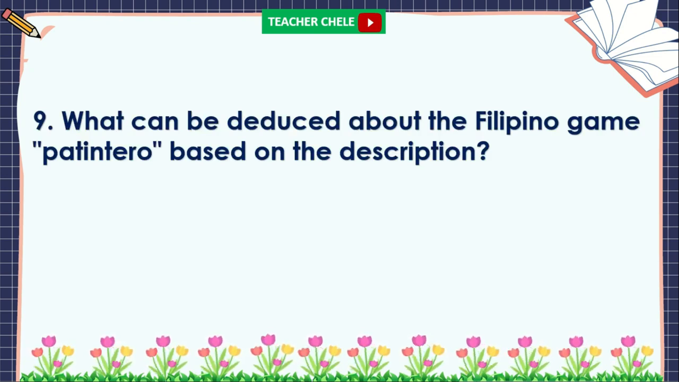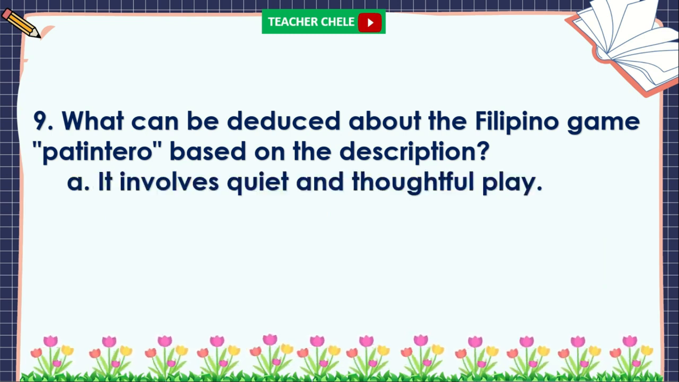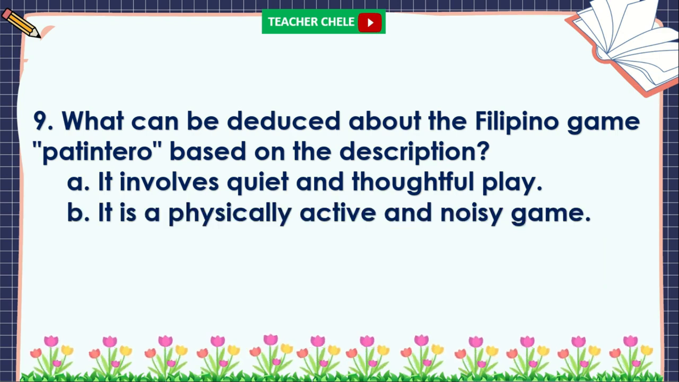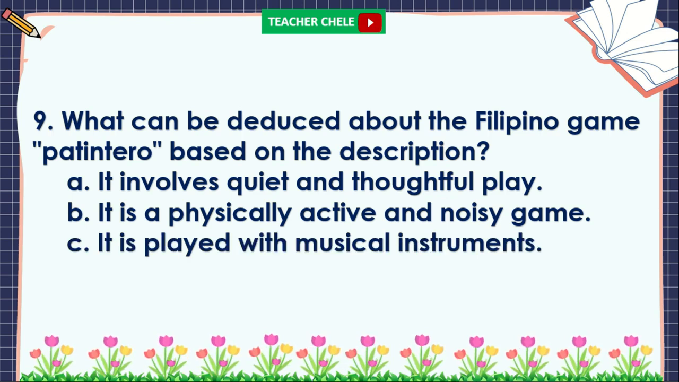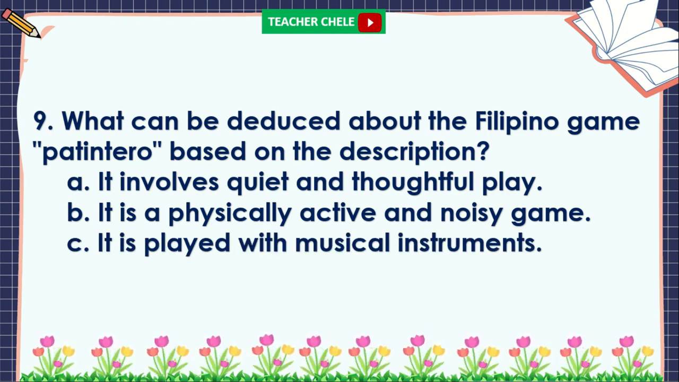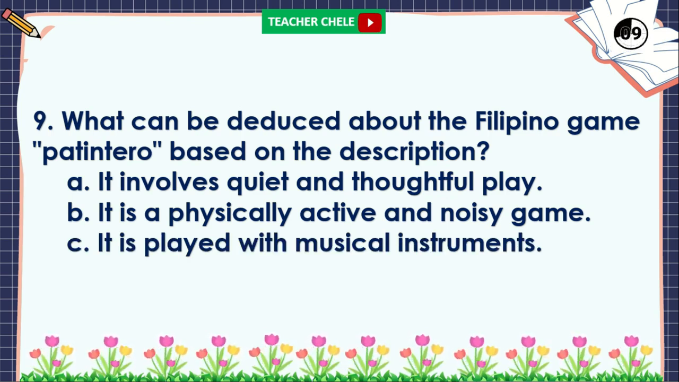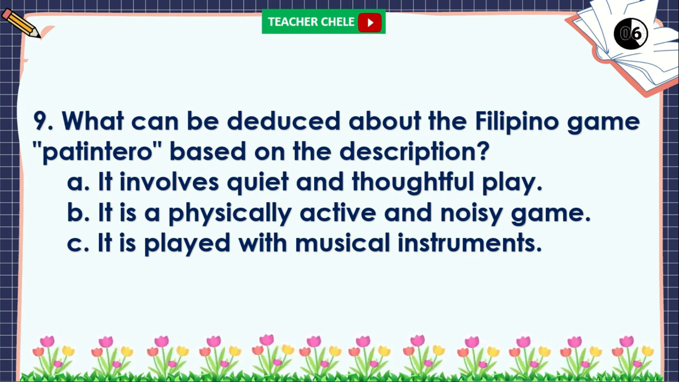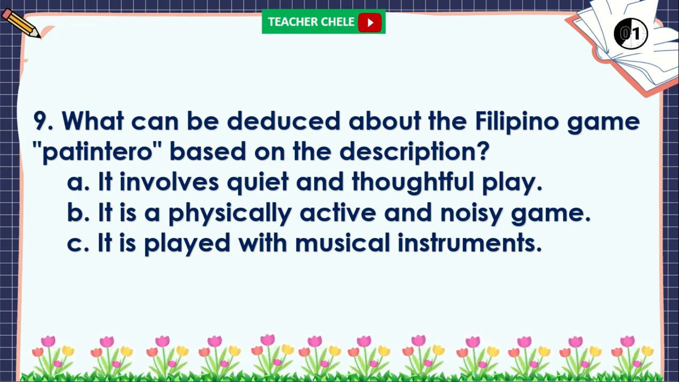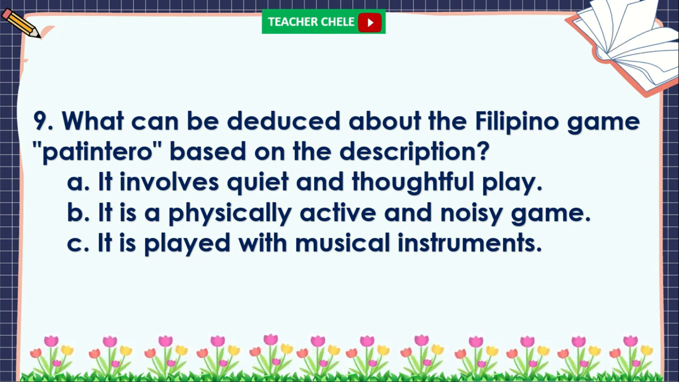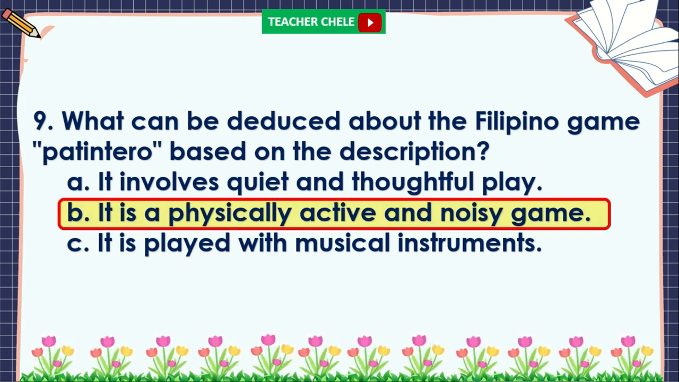Number 9. What can be inferred about the Filipino game Patintero based on the description? A. It involves quiet and thoughtful play. B. It is a physically active and noisy game. C. It is played with musical instruments. You're right, the correct answer is letter B. It is a physically active and noisy game.